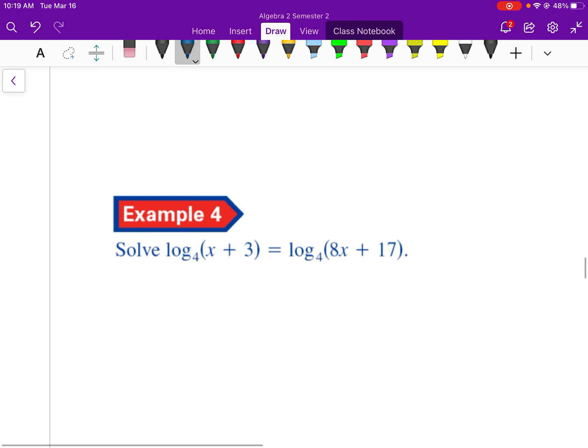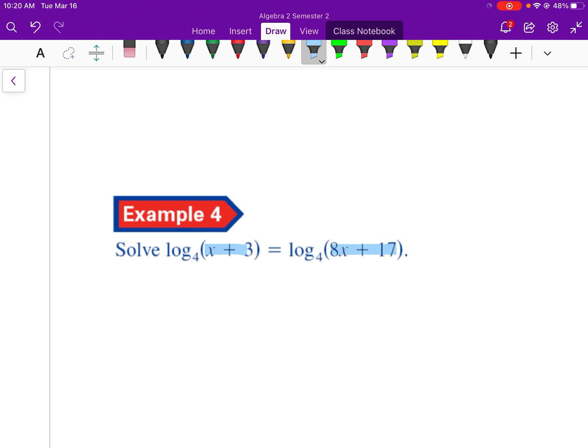All right, now, when we get an equation where we have log base 4 of something equals log base 4 of something, the bases are the same. If the left side equals the right side and it's both log base 4, that tells me that these arguments need to be the same as well.